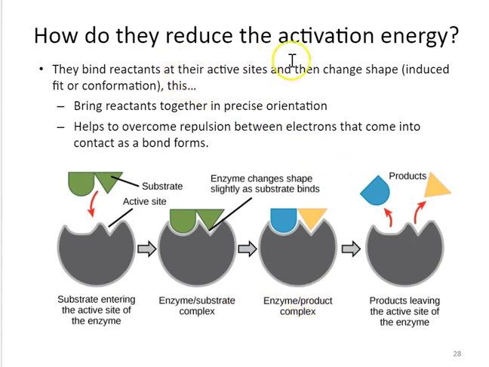So how do enzymes actually reduce the activation energy? Well, they bind reactants at the active site and they change shape, which is to say they have induced fit or conformation. And what this does is it can bring reactants together in very precise ways, facilitating movement to the transition state. And it can also help to overcome repulsion between electrons that come into contact as new chemical bonds form. And so in those two ways, enzymes are able to reduce energy of activation or activation energy.